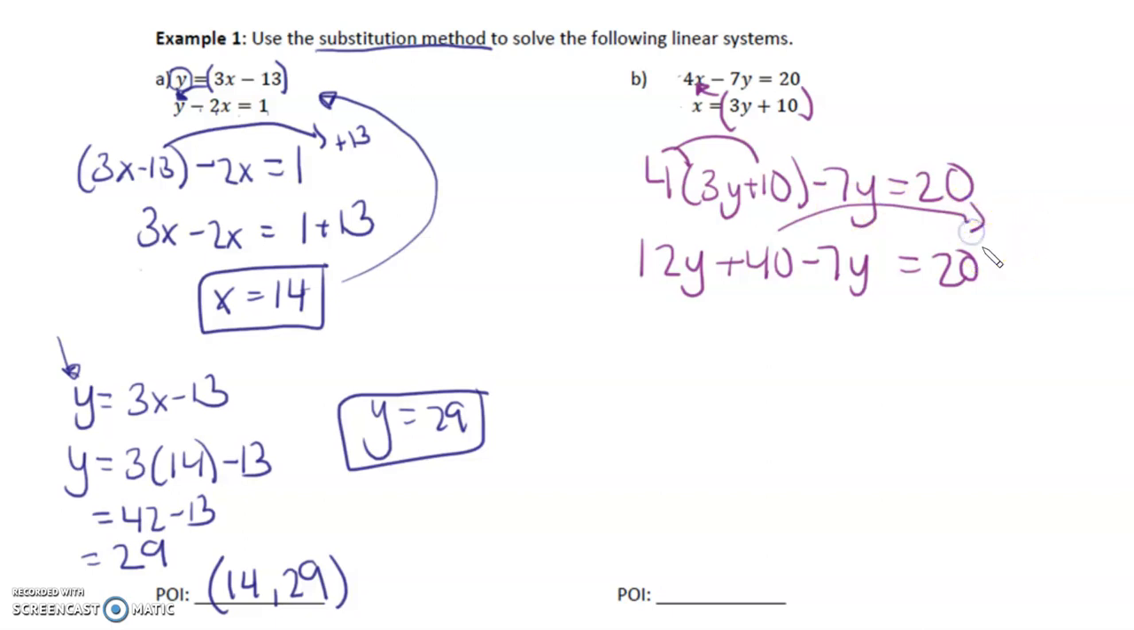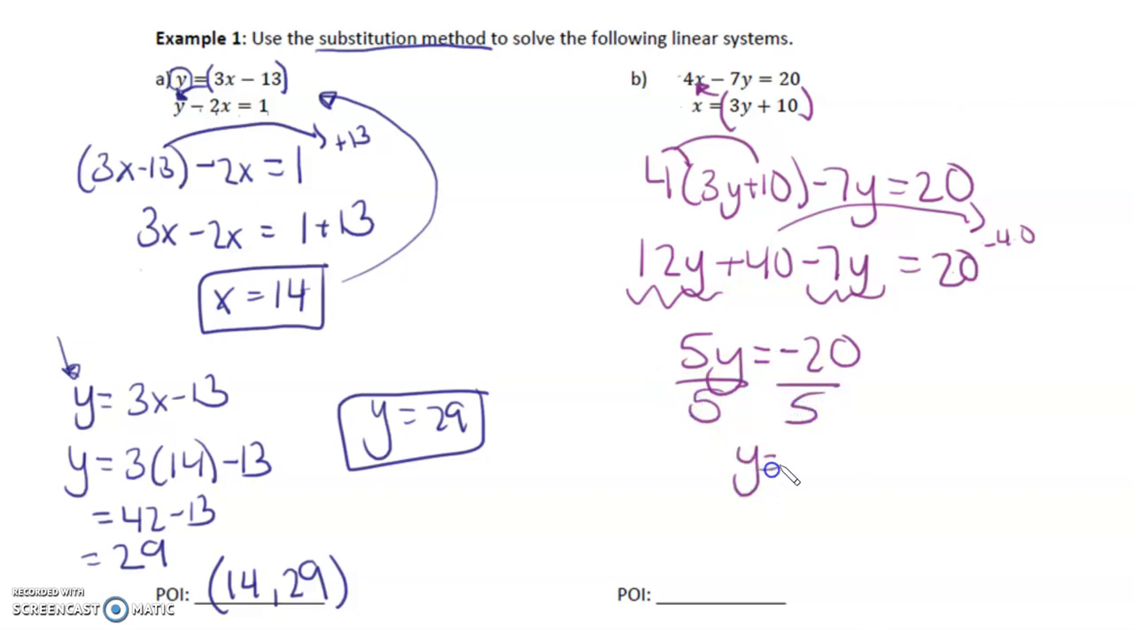Okay, bring that 40 over, so minus 40. The 12y minus 7y, we get 5y. And then 20 minus 40, I get negative 20. I'm going to divide out by 5. I get y equals negative 4. Okay, so in the point of intersection, the y is going to be negative 4.